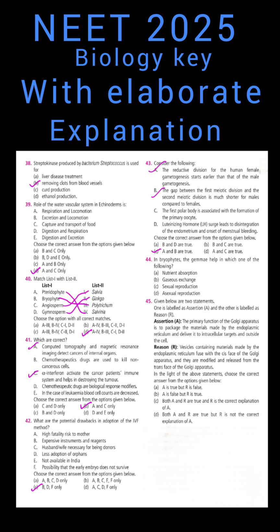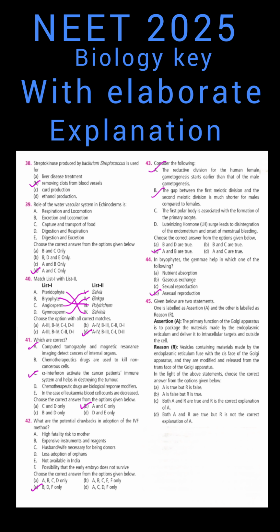Next, in bryophytes, the gemma helps in which one of the following? It helps in the asexual reproduction, because the asexual reproduction in liverworts, that is bryophyte, takes place by the formation of specialized structures that we call gemma cups.